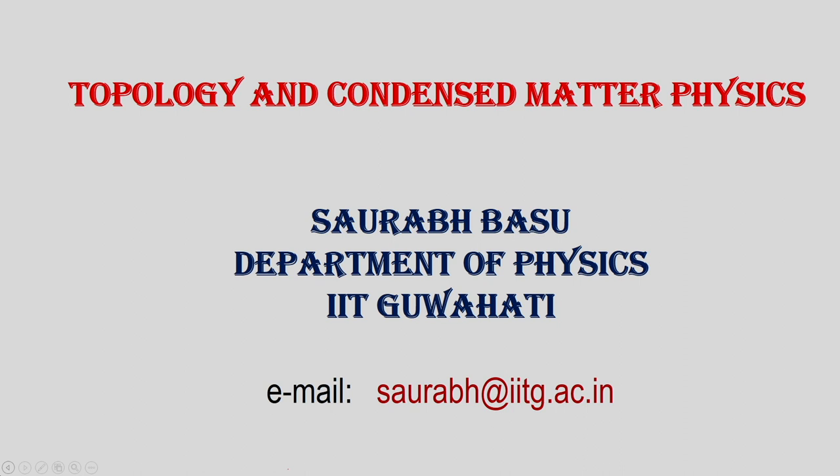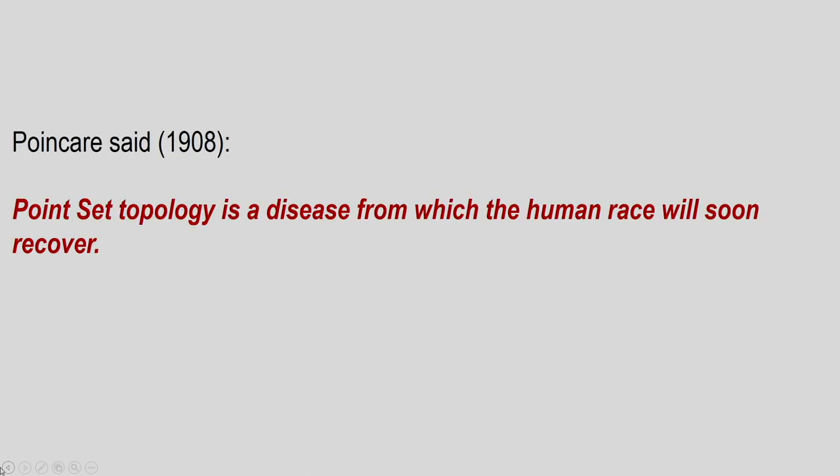So I start with a conjecture by Poincaré made in 1908, and in fact he is the person who initiated the study of topology in different branches of physics. And he made this statement, which is somewhat strange. However, there's a conjecture which was later on solved, and this conjecture said that the Poincaré topology is a disease from which the human race will soon recover.